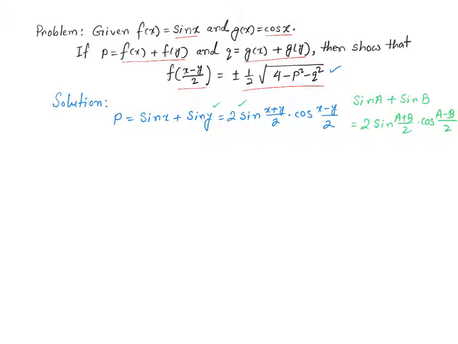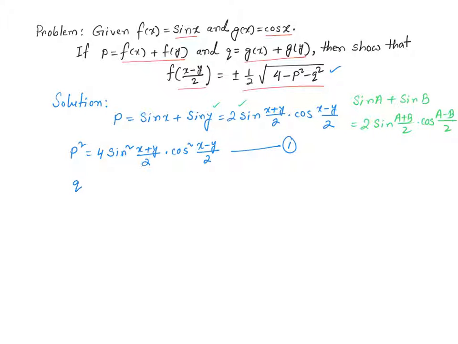That's what it is. Now we are going to square p. So if I square p, I get p² on the right hand side equal to 4 sin²((x + y)/2) cos²((x − y)/2). This is my p². Let me just label it as equation 1. Now, in exactly the same way, I am going to find the value of q².